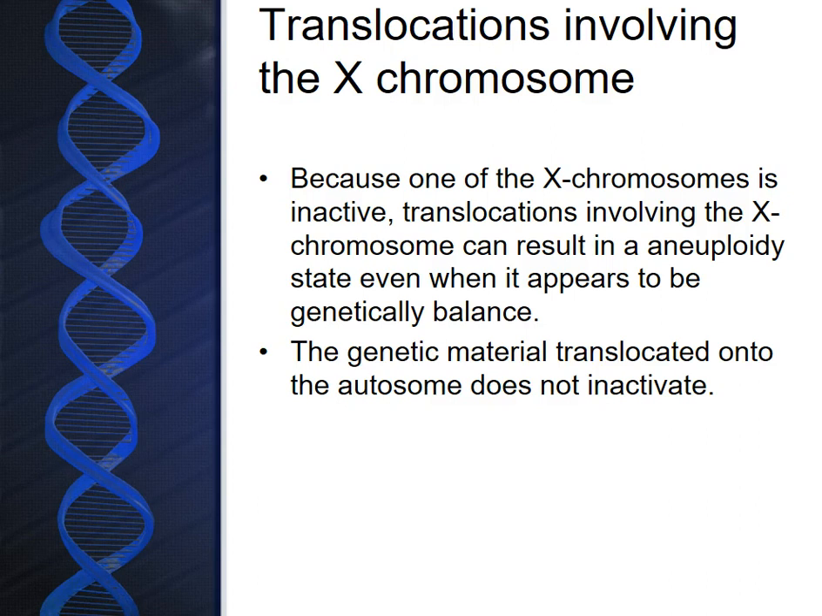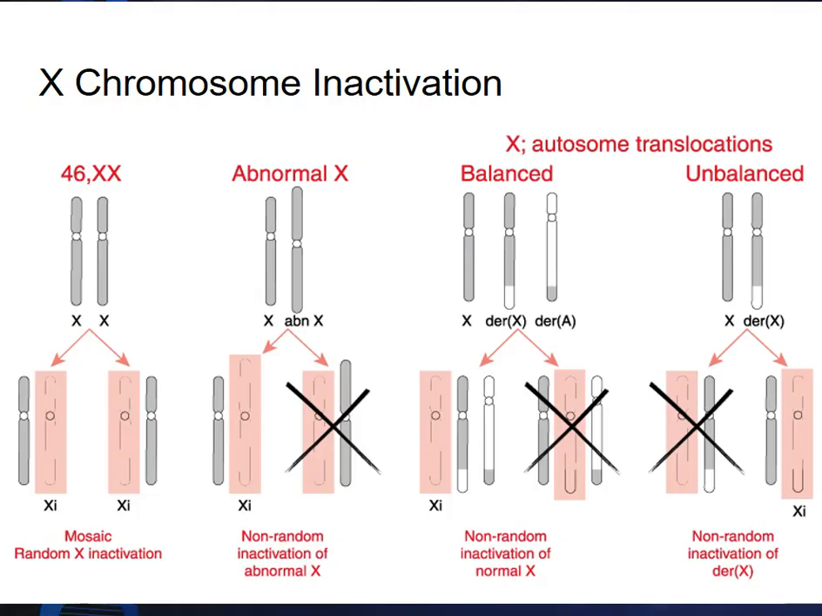Translocations involving the X chromosome. This can be very difficult because one of the X's is inactivated. Translocation of an X chromosome to an autosome can result in a genetic imbalance even if technically it's balanced. Here we have an example.